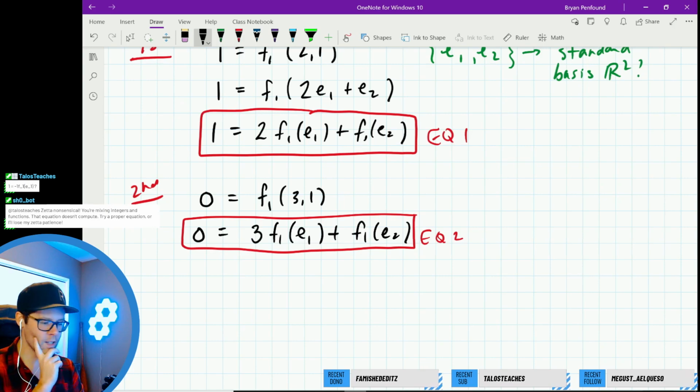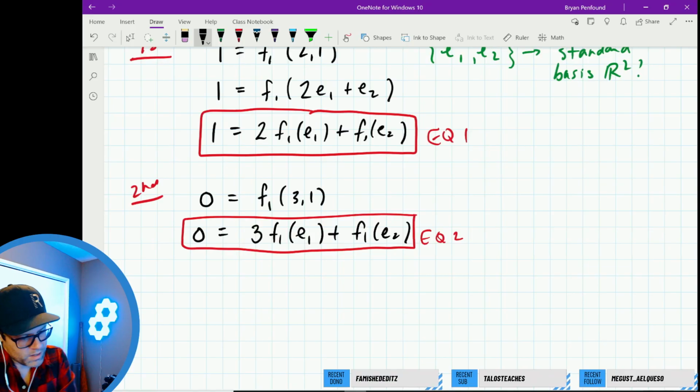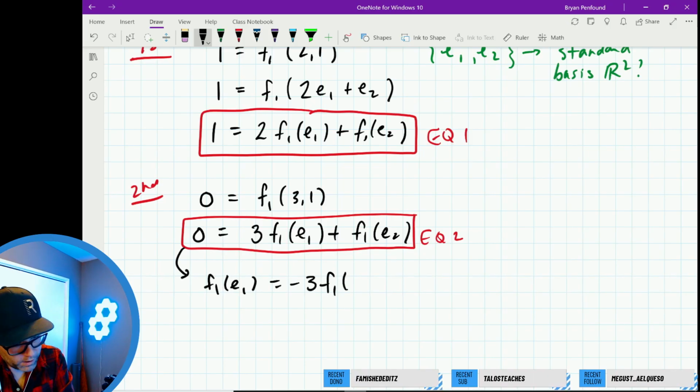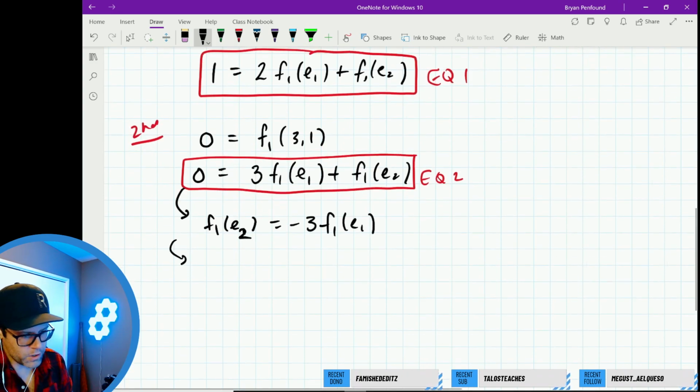I think we're going to try to solve this like as a system of linear equations. Talos, we're going to treat F1E2 as an object and F1E1 as an object and try to solve for those things. So could we maybe say that F1 evaluated at E1 should be equal to negative 3 F1 evaluated at... Oops, this should be E2. Like, I think we can do that. And then I think we could substitute that into equation 1. And if we sub that into equation 1, what do we get?